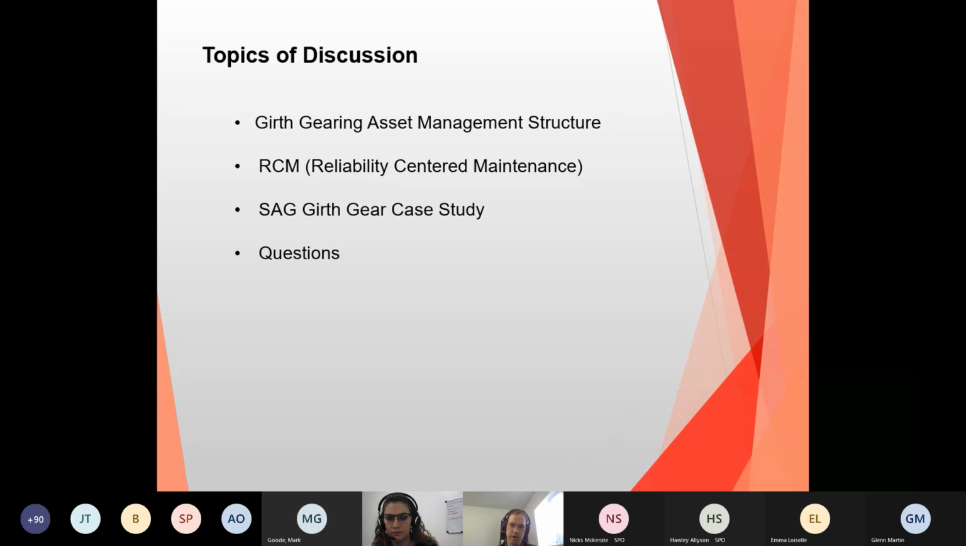And then we'll go through an RCM approach, which is integrated into that asset management structure, as well as a case study of how these methods can be applied, where you go from the actual asset management structure down to the maintenance reliability stage, all the way through, and then we'll take some questions.